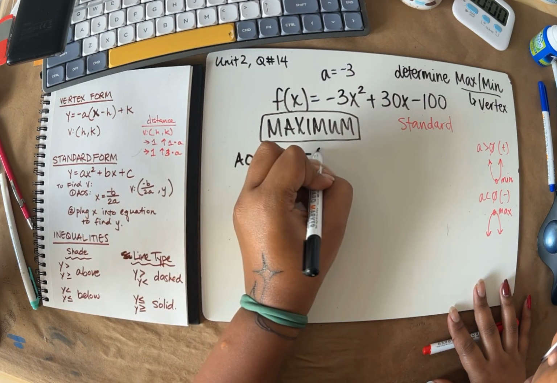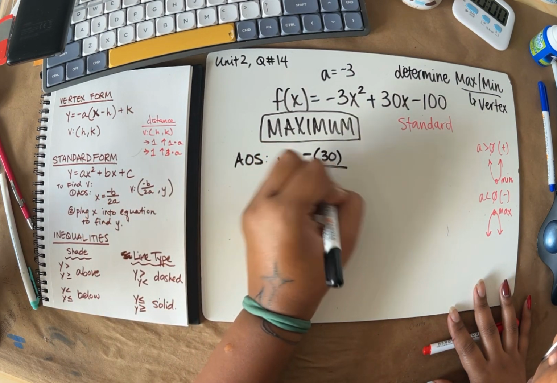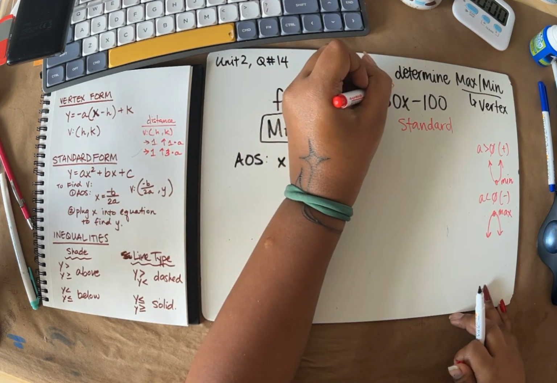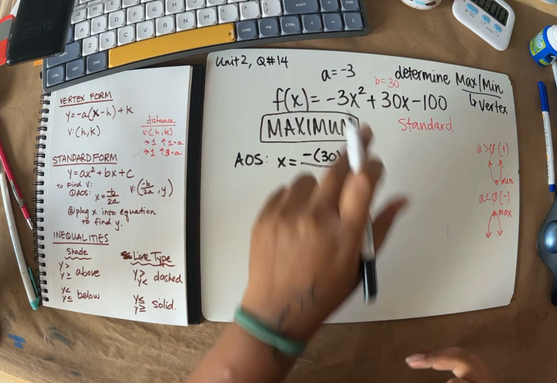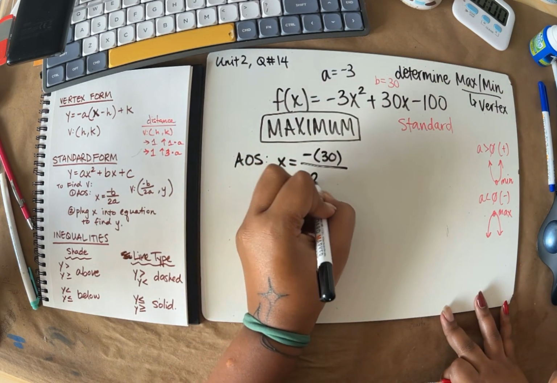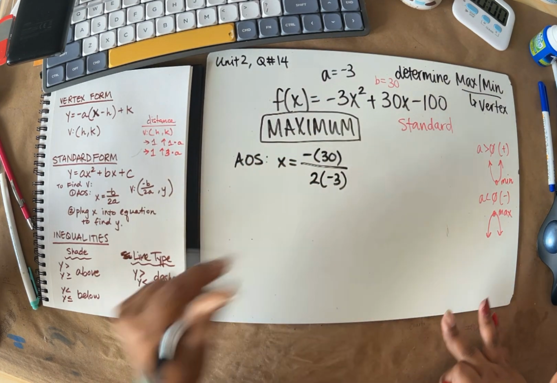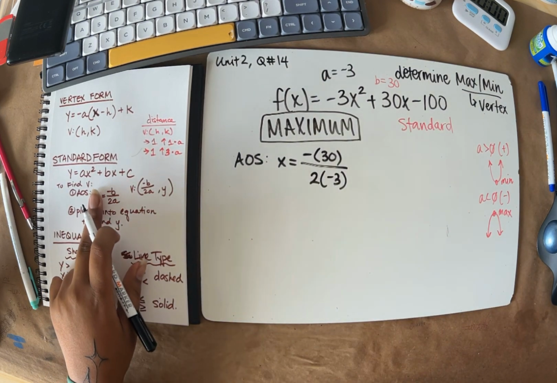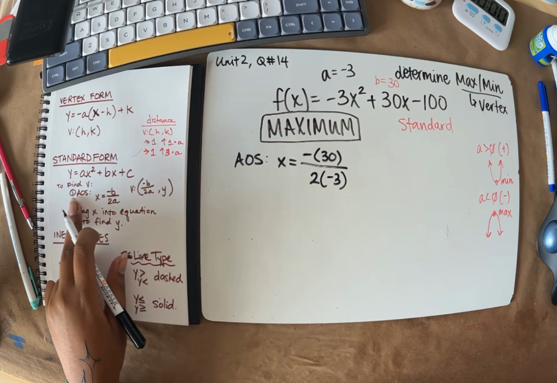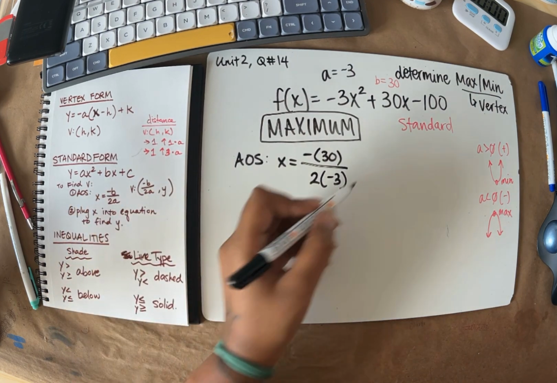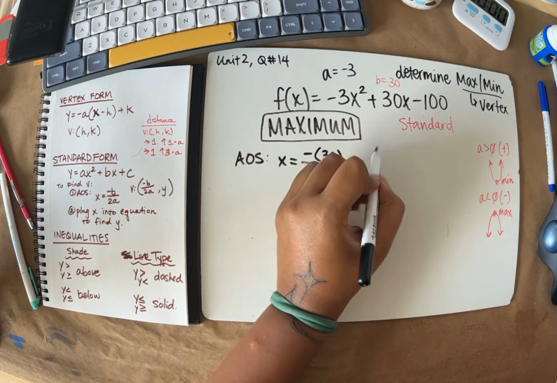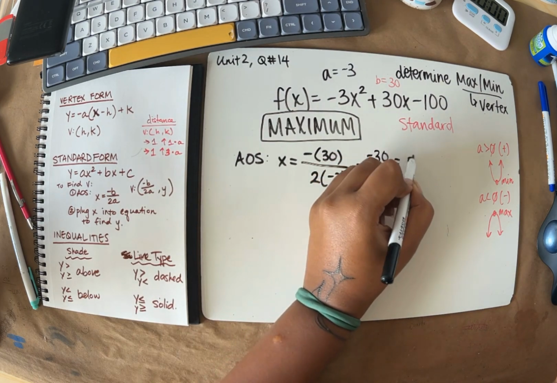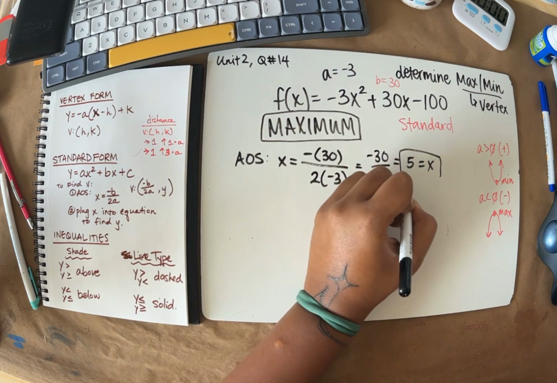So I have negative times 30 for my b value. If we look here, our b is equal to 30. And we have already said that our a value is -3, so this is 2 times -3. As a reminder, this is a formula. You must know your formula. x is equal to -b all over 2a. So I have -30 all over -6. So I have +5 for my x value.